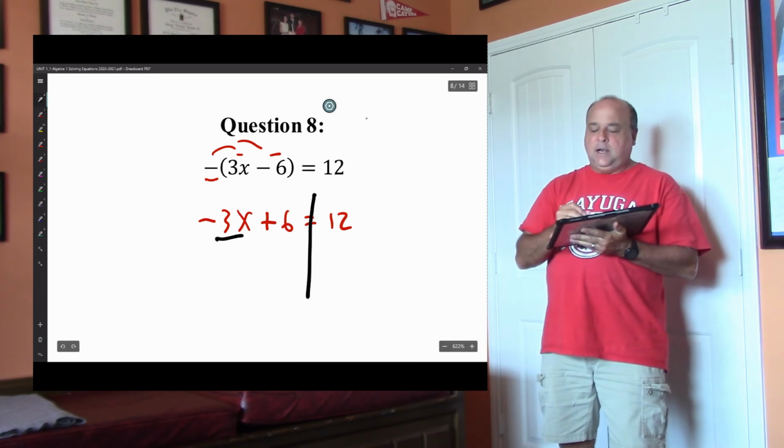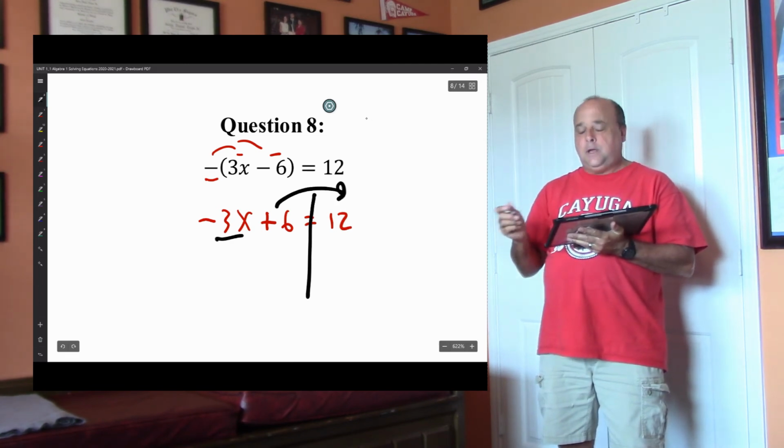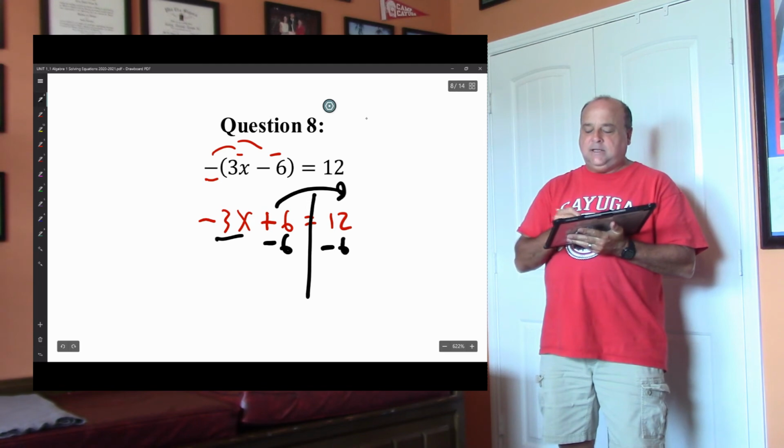The 3x is on the left. The numbers have got to go to the right, don't they? So the opposite of plus 6 is minus 6.